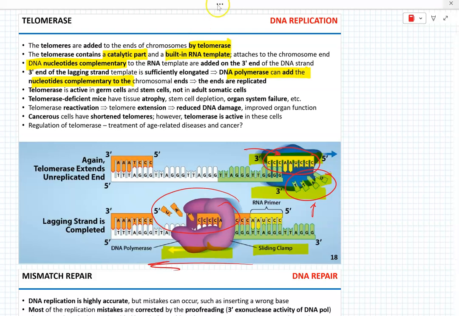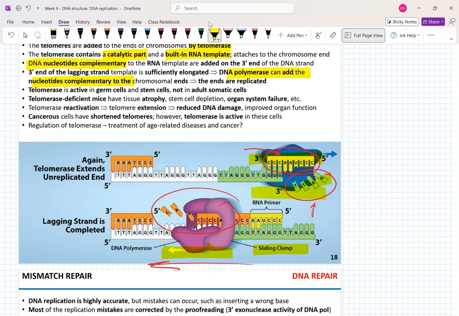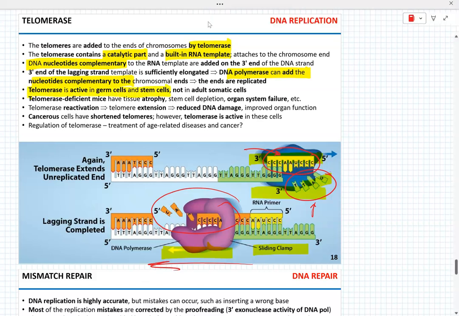So you can imagine that telomerase is highly active in cells that divide often, such as germ and stem cells. Adult somatic cells which do not divide often have very low telomerase activity. Mice that are deficient for telomerase have tissue atrophy, depletion of stem cells, organ failure, which is not surprising because telomerase is essential for the cells that divide and essential for the maintenance and growth of organs. If telomerase is reactivated in such mice, telomeres extend, and it reduces the damage to the DNA and improves cellular function.